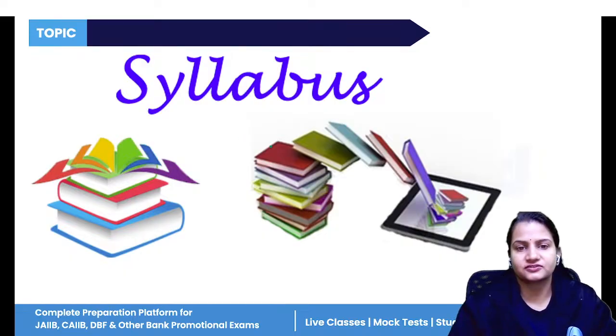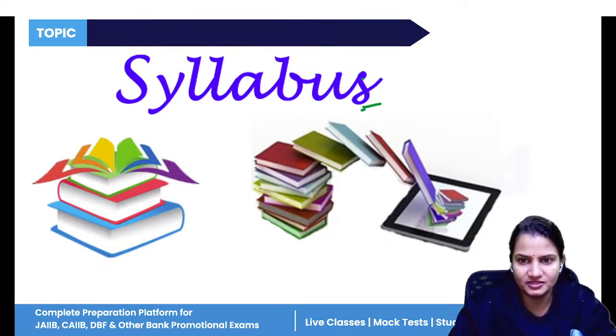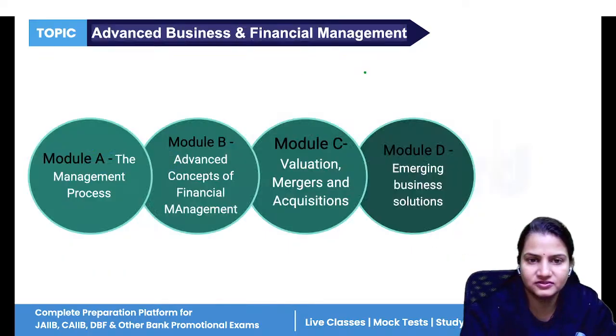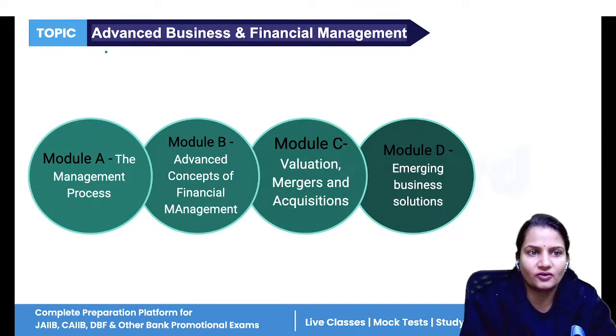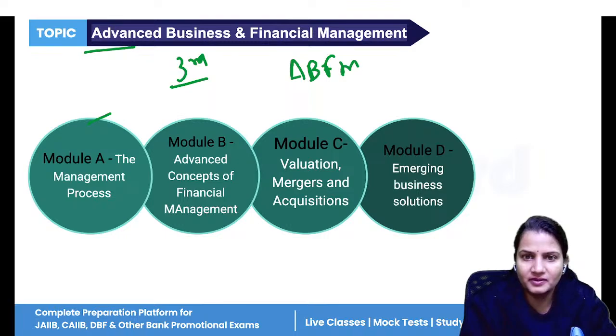Now, let's go to the syllabus directly. What is the syllabus? What are the different chapters that we have to study? What are the different units that we have to study? The third paper is your Advanced Business and Financial Management. ABFM is the third paper, and in ABFM we have 4 modules in total.